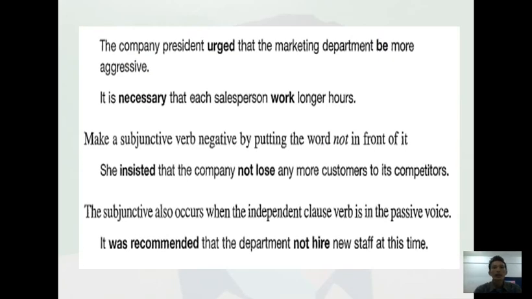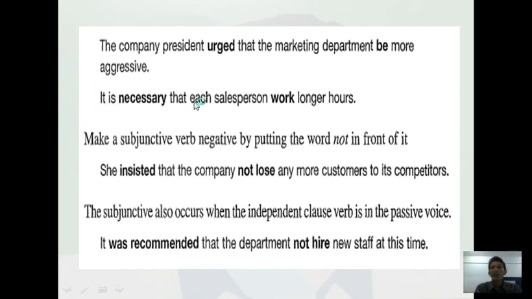Here, how to create it? I would like to use the word urge. The company president urged that the marketing department be more aggressive. Look at here, urged is a verb, and after that, department be more aggressive is followed by an adjective, be more aggressive. After the word be, use the adjective, not the verb.